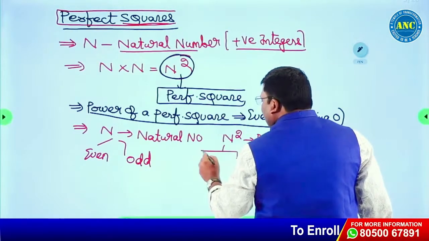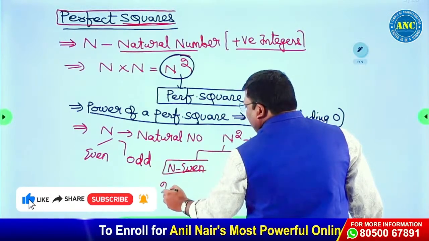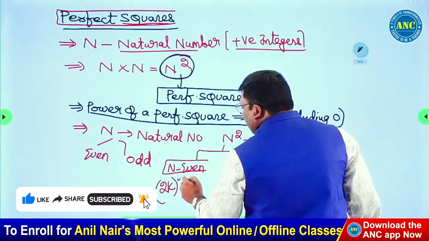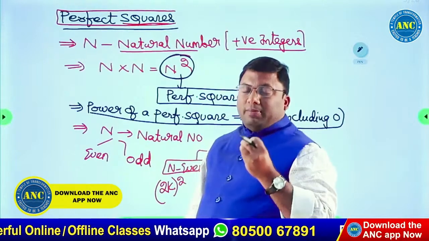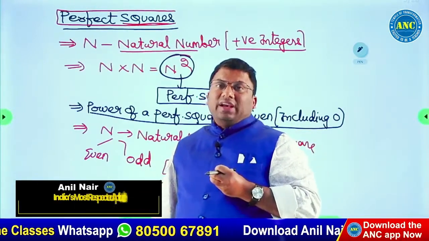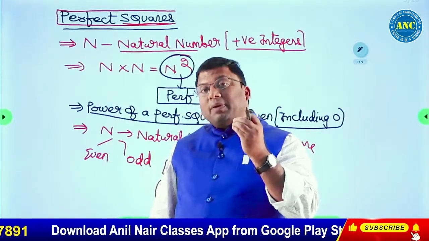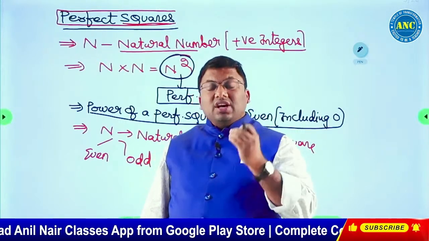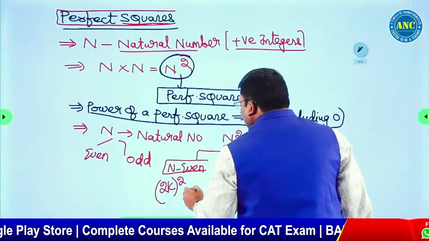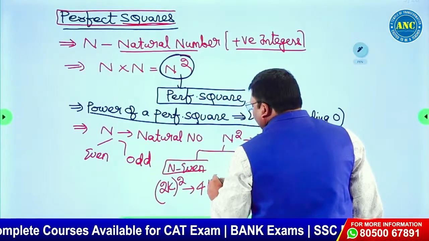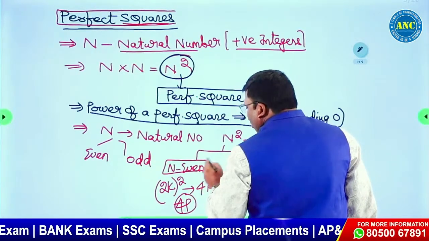If n is even, any even number will be perfectly divisible by 2. Any number which is perfectly divisible by 2 is of the form 2k. 4 is perfectly divisible by 2, it is 2 into 2. 8 is 2 into 4. 12 is 2 into 6. Any number perfectly divisible by 2 is 2 into something. So if I square it, 2 square is 4, so 4k square, that means 4 into something. The answer if n is an even number is 4 into something.